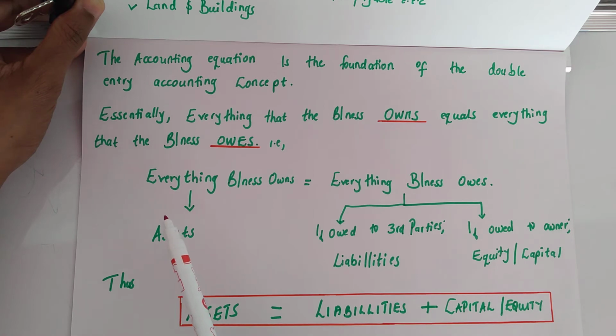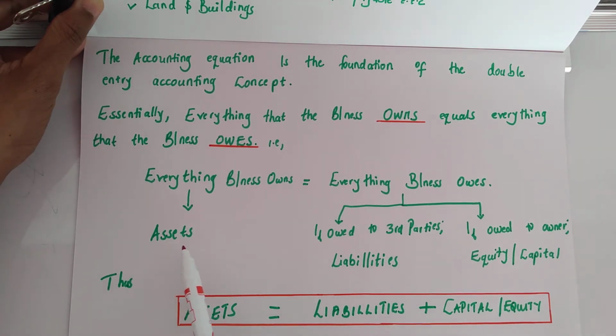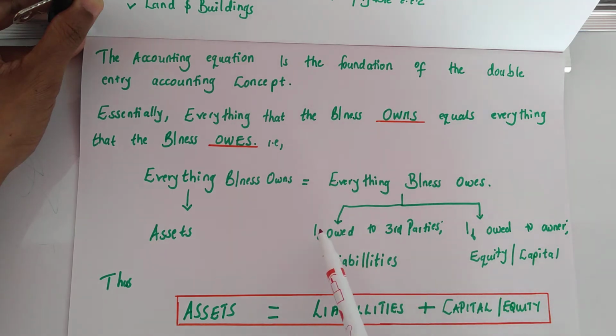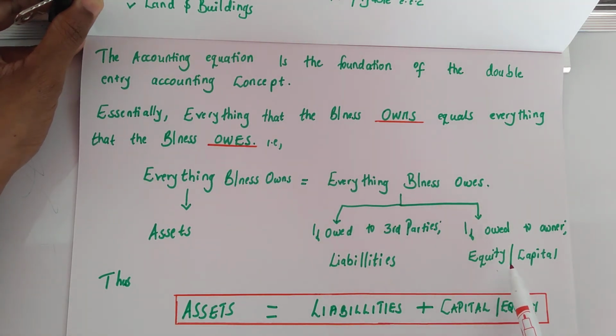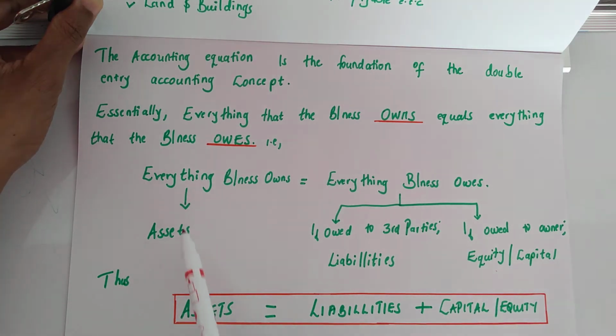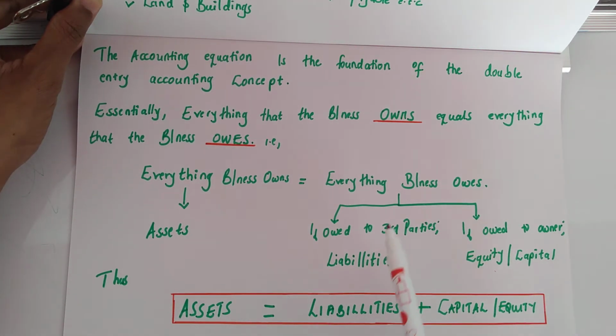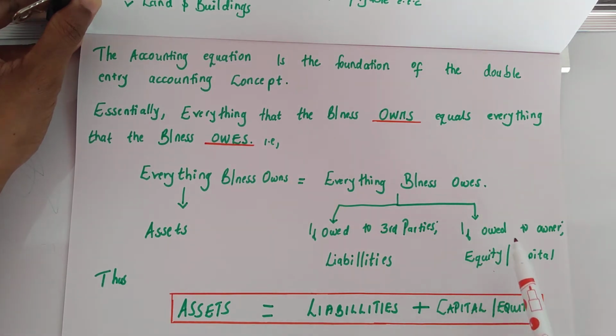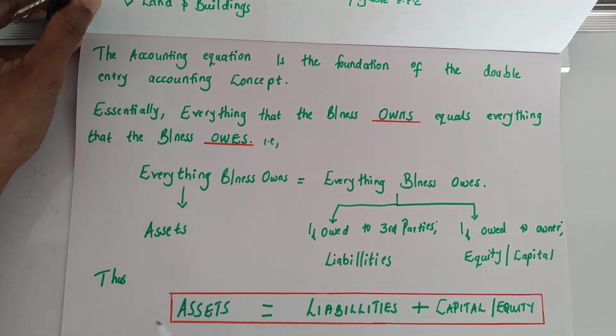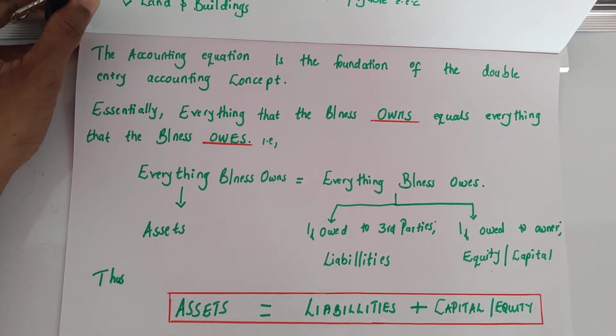Okay? So let's understand this owns and owes. Everything a business owns, which is the assets, will equal everything the business owes. Now, everything the business owes can be divided into two parts. If owed to a third party, that's a liability. If owed to the owner, that's the equity. So assets equals liabilities, everything owed to third parties, plus capital, everything owed to the owner of the business. And this is the accounting equation.